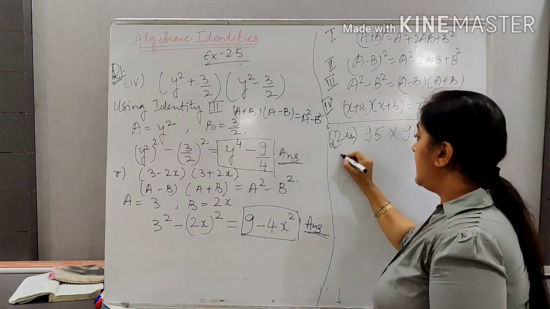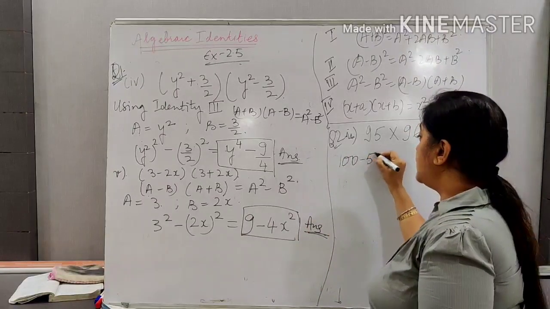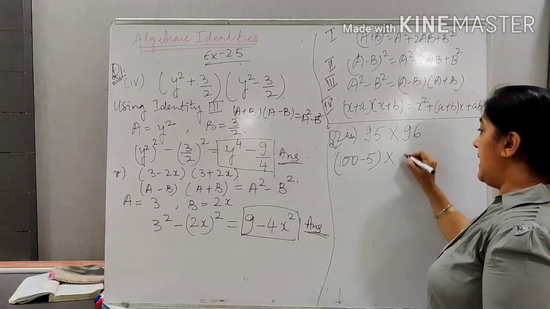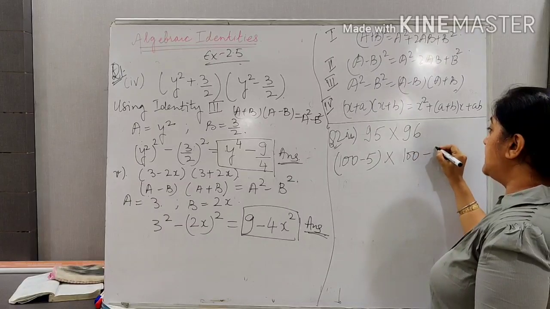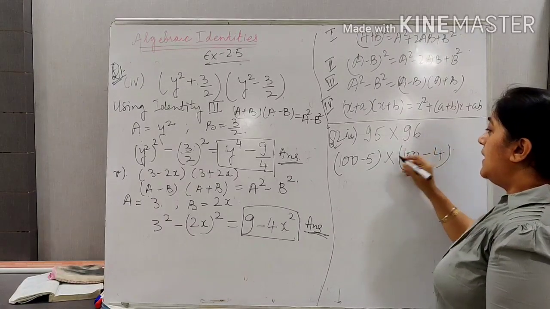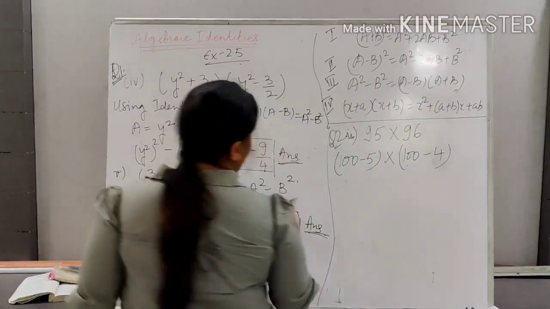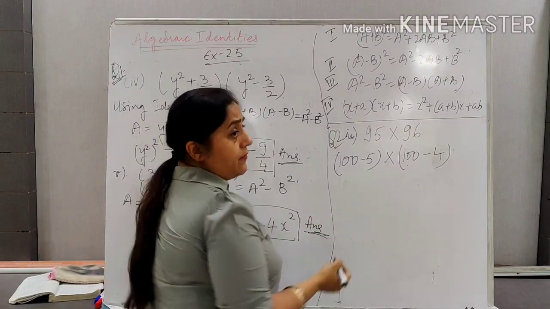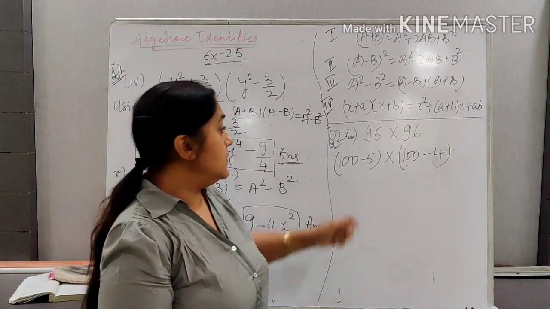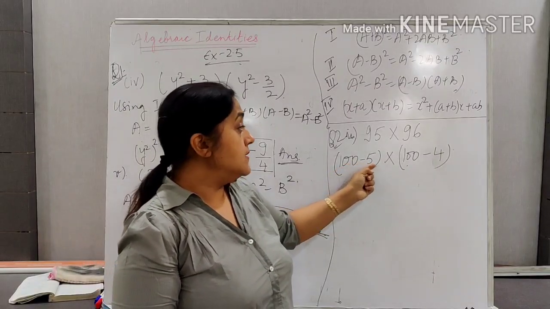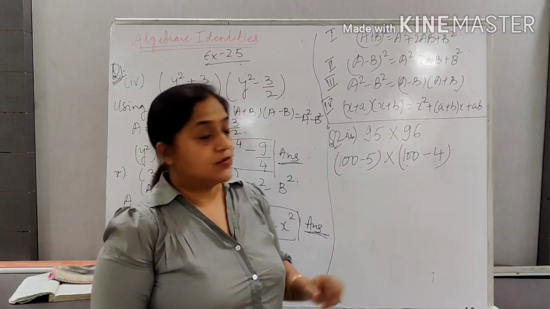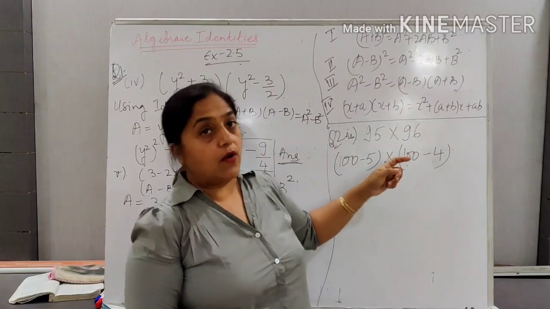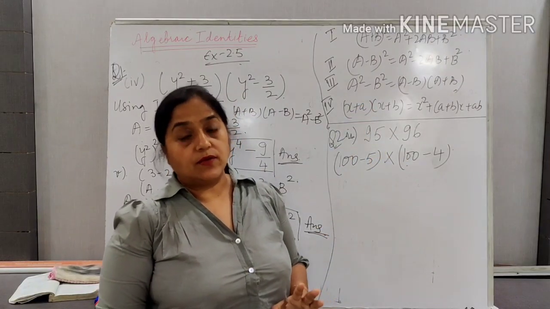Now can you write 95 as 100 minus 5? Let us make 96 as 100 minus 4. 100 minus 5 is 95 and 100 minus 4 is 96. Right? Now, which type of identity are we using here? This can be A minus B, but A plus B cannot be used because both contain the minus sign here. Neither is it becoming the whole square of A minus B, so that also will not work here.